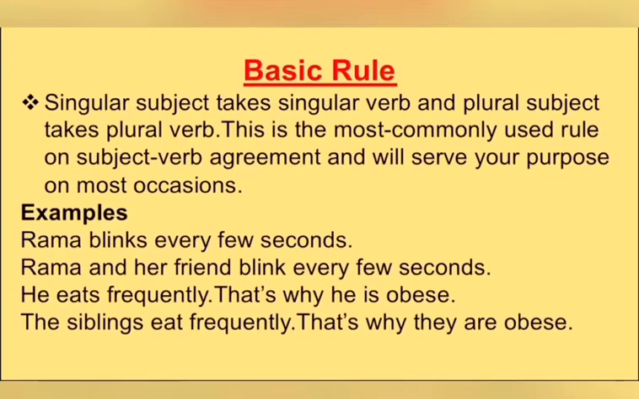He eats frequently, that is why he is obese. So, in this sentence he is a singular subject followed by a verb, eats, that is also singular. The siblings eat frequently, that is why they are obese. The siblings is our plural subject followed by a plural verb, eat. Now, we will discuss some exceptions to this rule as well.